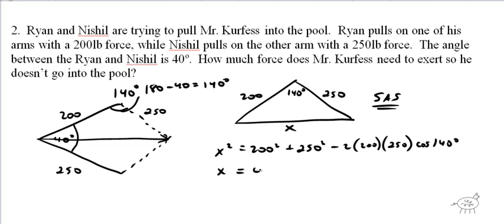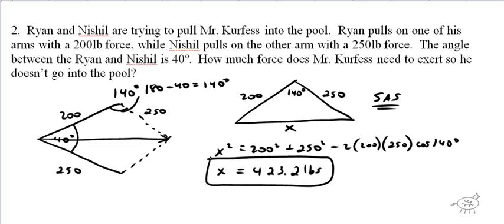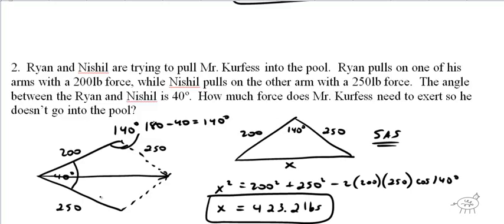You get 423.2 pounds. So once again, don't forget your units. And think logically, this kind of makes sense. The most this could possibly be would be 450 pounds if there was no angle between them, like a tug of war. So 423 pounds is a little bit less than 450, so that's a reasonable answer. Okay, not bad. Let's move on to the next one.